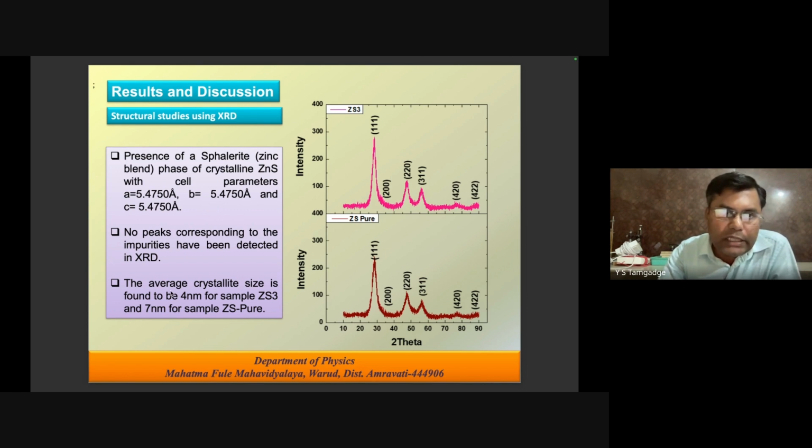And we have calculated the average particle size, which was found to be 4 nanometer for the sample ZS3 and 7 nanometer for the sample ZS pure. So this XRD pattern confirms that by using L-alanine as a capping agent, the particle size is greatly reduced.